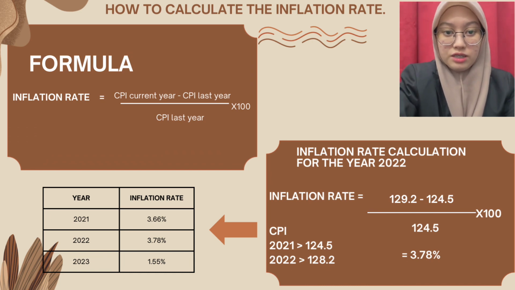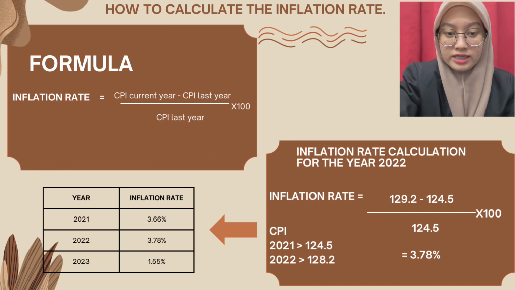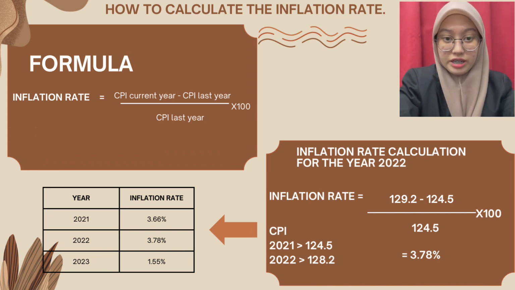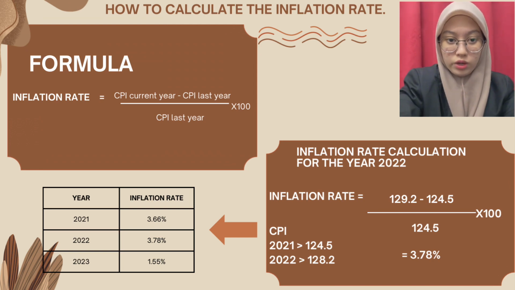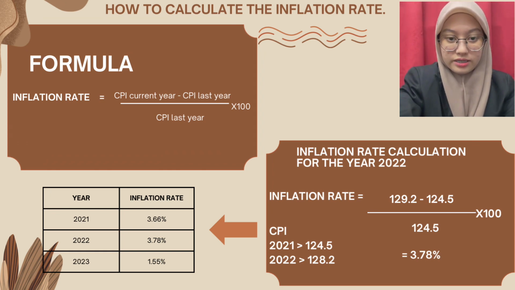Lastly, we get the inflation rate for the year 2021 is 3.66%, 2022 is 3.78%, and 2023 is 1.55%. And the inflation rate between 2021 and 2022 is increasing, while 2023 is decreasing.